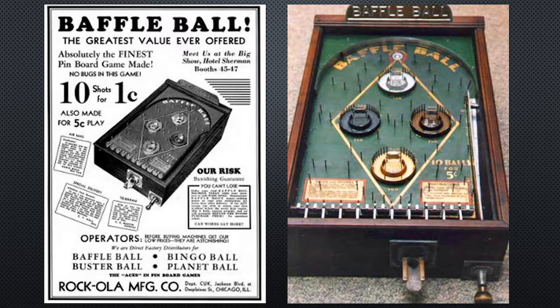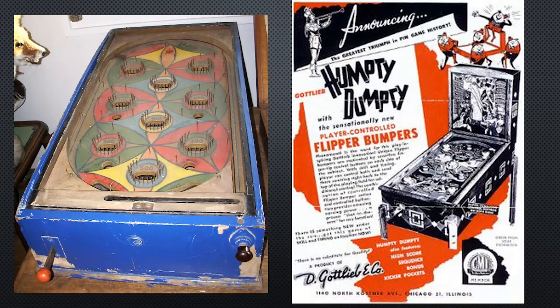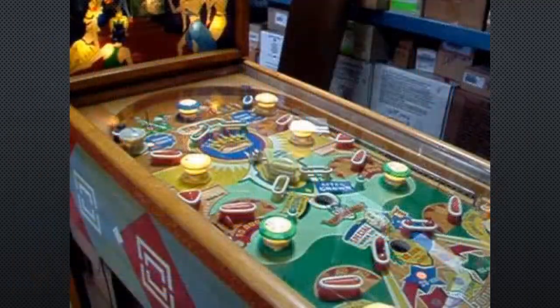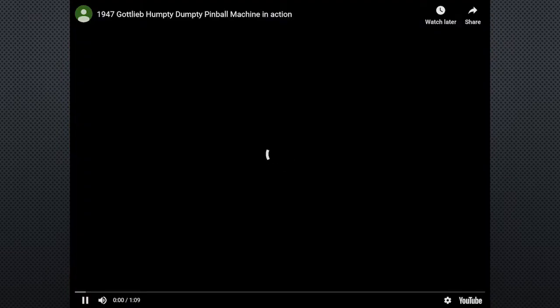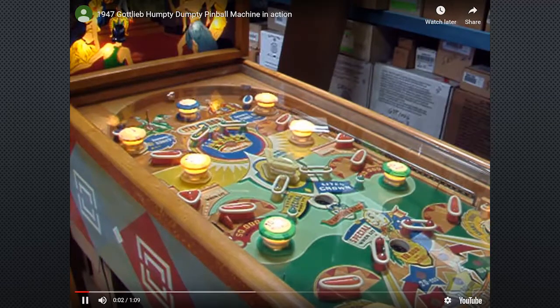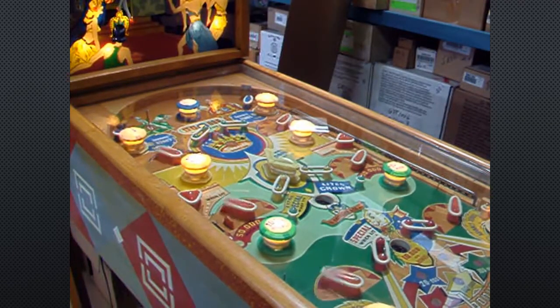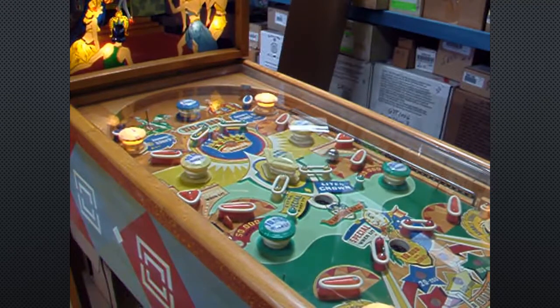So somebody had the bright idea of let's throw some flippers on this thing. And so that idea of flippers came out with this thing called Humpty Dumpty in 1947. And like anybody who invented something, they're like, hey, let's just put it everywhere. So hopefully this video works. Here we go. Okay, they went from no flippers to flippers all over the place. Okay, that's all you need to know about that.